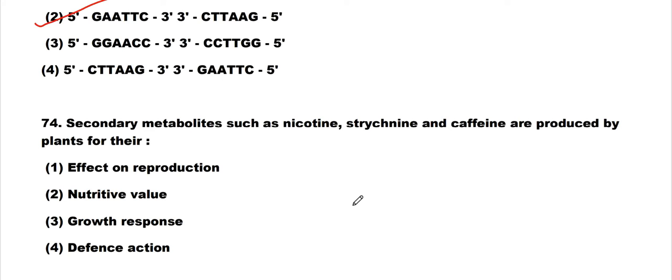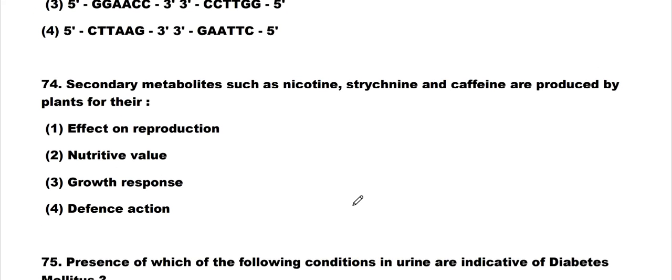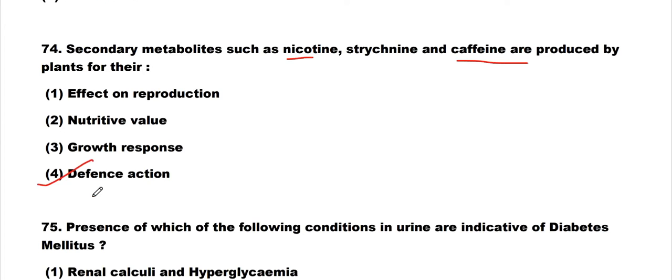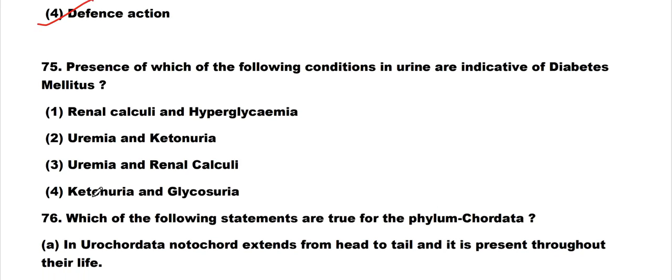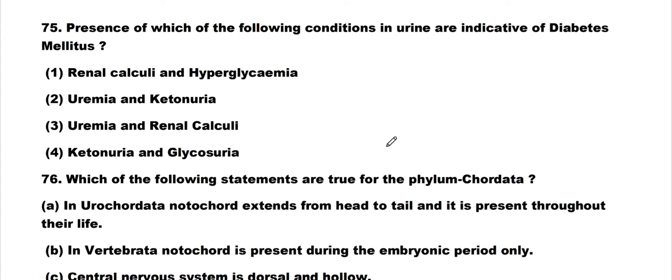Next, question number 74. Secondary metabolites such as nicotine, strychnine, caffeine are produced by, so these are secondary metabolites. Because these do not have any role in the growth of either plants or fungus from which they are extracted, but these are produced for defense action. So answer is 4.